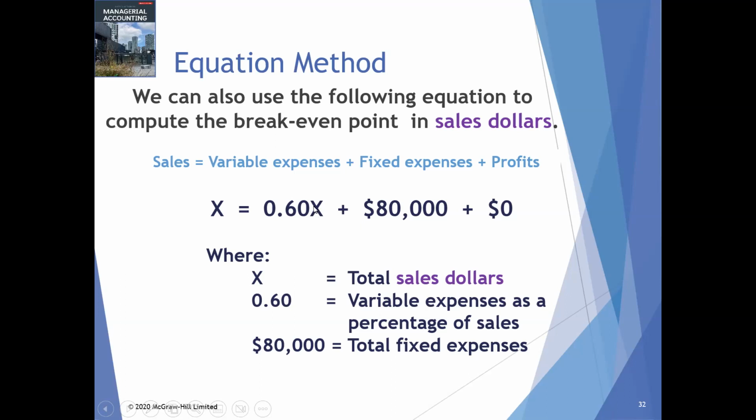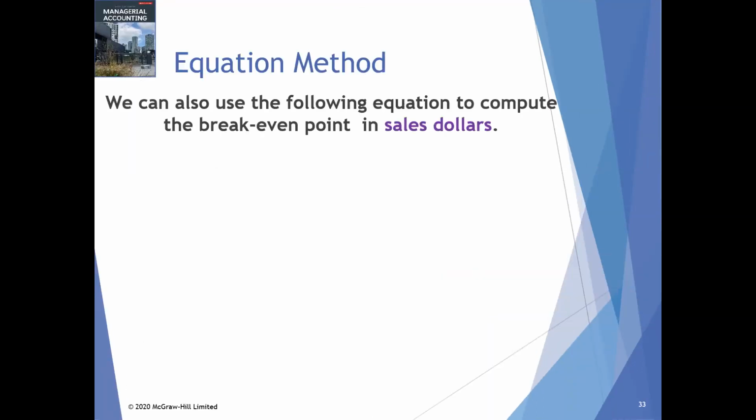So 60% of this was the variable cost. We know that, right? And the fixed cost we already know. Profit we have seen is 0, right? So the x here is what? This is the total sale. So total sales, 60% of which is variable. So now in this way, with this formula, we can calculate the quantity for the break-even point.